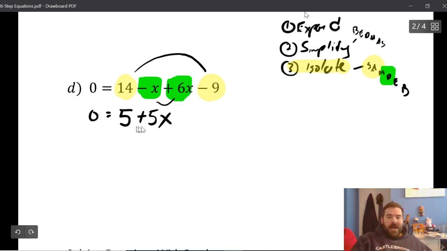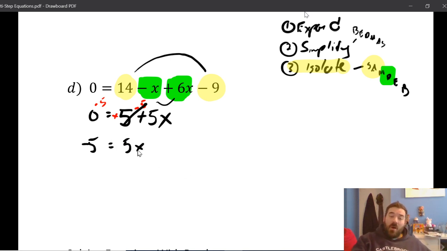So I'm going to get this 5x term all by itself on one side, which means I got to subtract a 5 from here, because this is positive 5, and the opposite of adding 5 is subtracting 5. But whatever I do to one side, I have to do to the other. So let's move our equal sign down here. 0 minus 5 is negative 5. 5 minus 5 is 0, and all we're left with on this side is 5x. That's not my answer yet, because I want to get x all by itself.